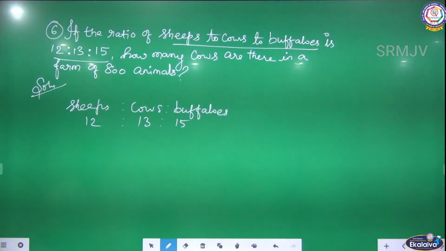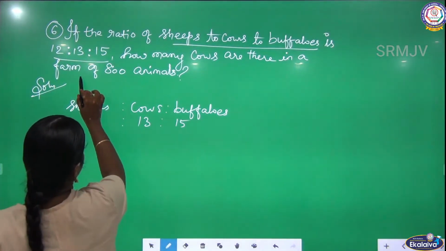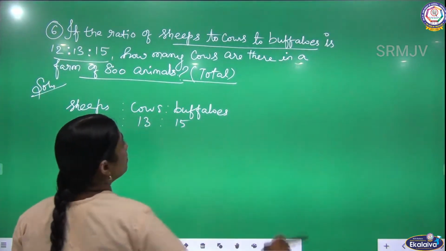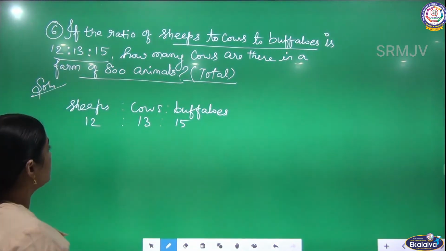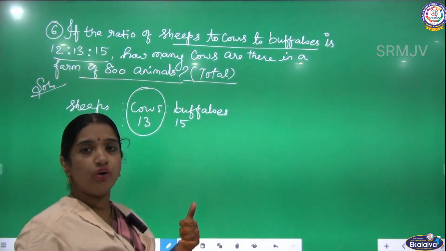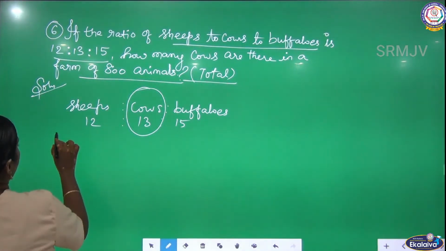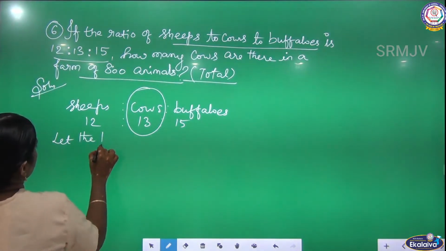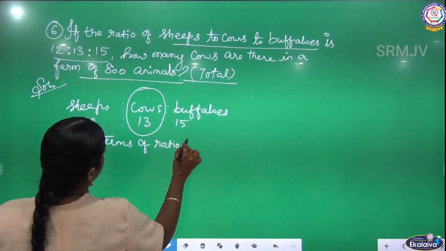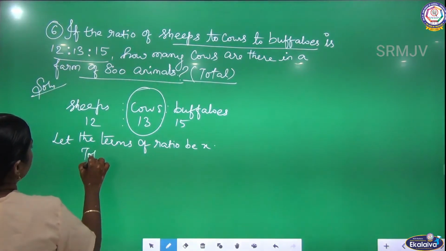Now I am going to find out how many cows are there in a form of 800 animals. See, this 800 animal is what? A total number of animals. Can you clear this? I am going to find out this part. There are 13, no? I am going to find out the value for this one. Listen. So, how am I going to write? Let the terms of ratio be x.